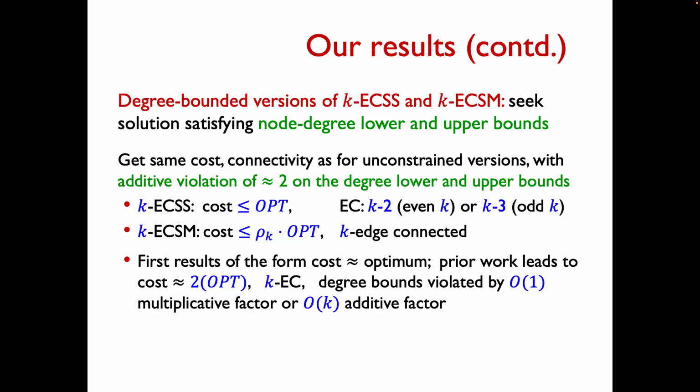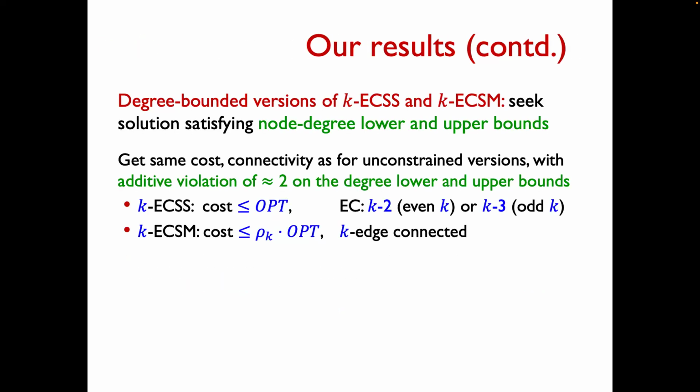And prior work basically gets guarantees which are like twice the optimum. You get a feasible solution in terms of connectivity, and the degree bounds are violated either by a constant multiplicative factor or by, in this case, an order K additive factor. If you have any questions about this prior work, you should ask Lapchi. He's the expert on this.